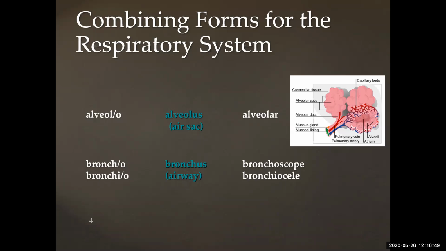Alveoli or alveolus are little air sacs. The alveoli are at the end of the coming down the trachea into the lungs, or the bronchi, the bronchioles, and then alveoli are at the end. We need those to open to maintain proper airway.